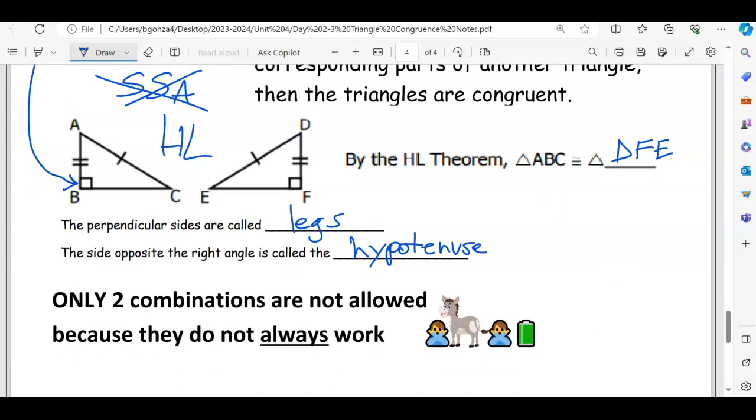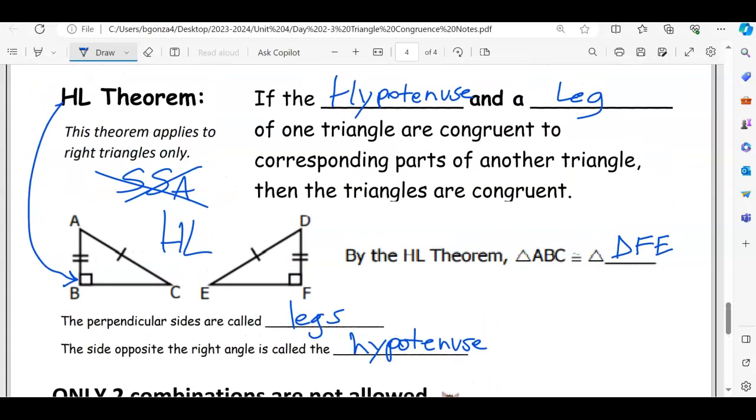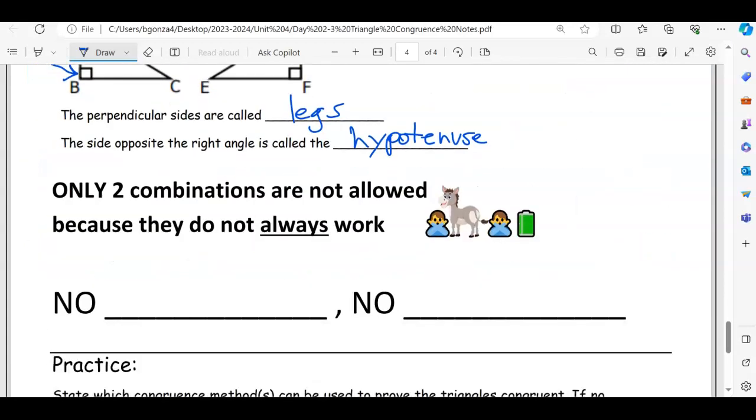Now, does everyone have this top part? Okay. Now here's the rules. Here's the 2 no-nos. All right. So here are my little emojis. Okay. You cannot use ASS. Okay. And you cannot use AAA. Okay. When I think of AAA, you might think of a AAA battery, right? See my little green battery emoji, right? And when I think of angle, side, side, that makes me think of a donkey's booty.